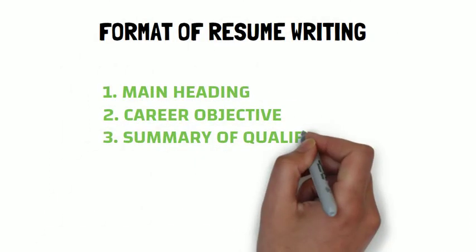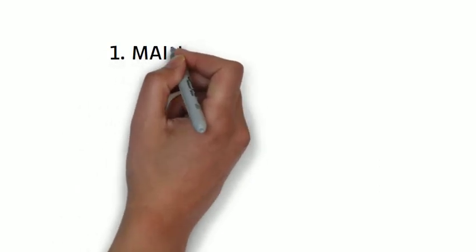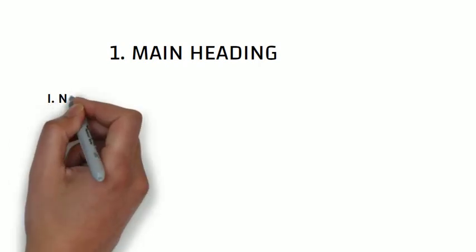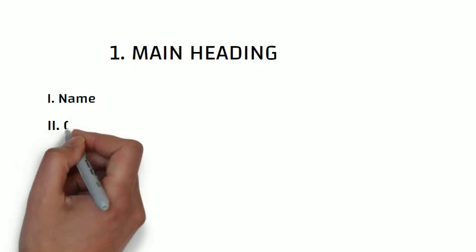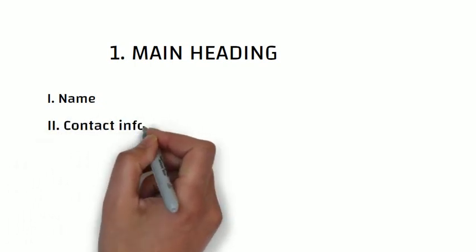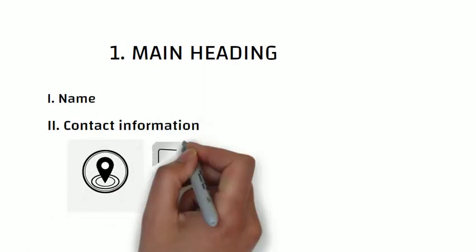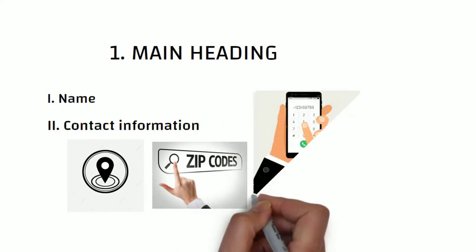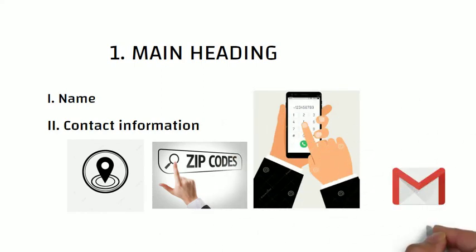Let's discuss the format of resume writing. Whether you are writing a chronological resume or a functional resume, you should begin it with the main heading. The main heading will showcase your name. Do a good formatting of it so it draws more attention and looks more professional. It is followed by a list of contact information which must include your address, your area code, phone number and email address.